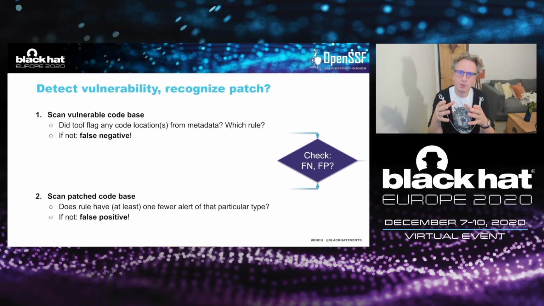We know from step 1 which rule generated the interesting alert. On the patched code base, when we run the security tool again, we expect that particular rule to report fewer alerts. If it reports just the same number of alerts, that means that it is actually reporting a false positive. After all, the vulnerability has been fixed, so we should see fewer alerts.